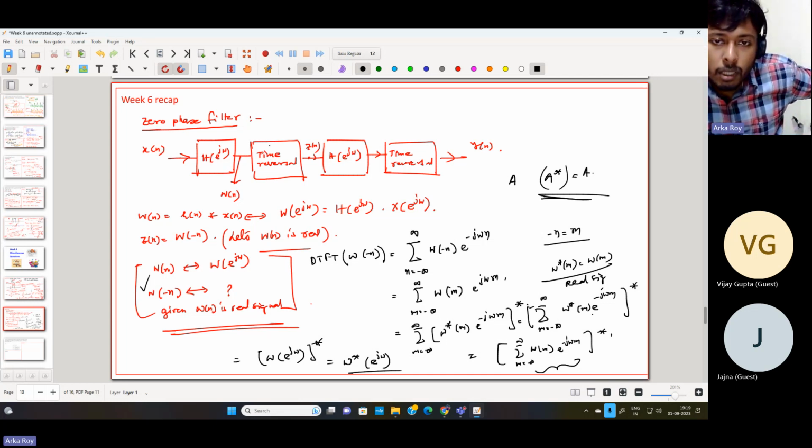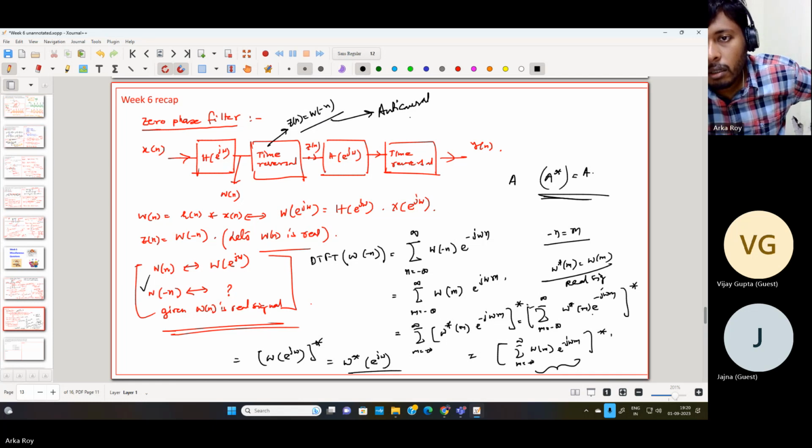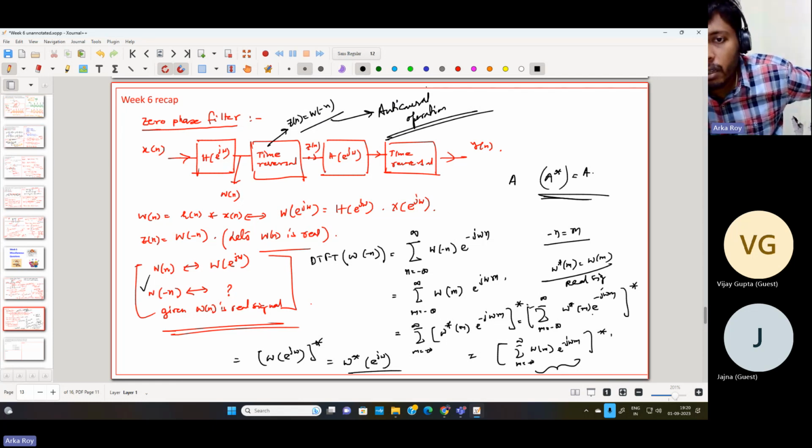So at this particular location, we can see the Zn is related with the previous output in a time reversal operation. So this is an anti-causal operation. It is not a causal operation. Specifically, it's an anti-causal operation. It will take the signals in the negative half. Therefore, these operations are prohibited as far as real-time signal processing is concerned.